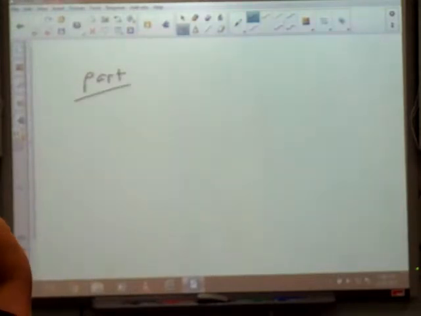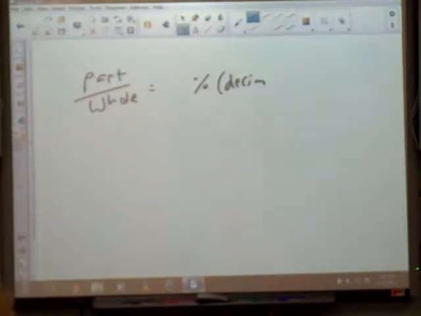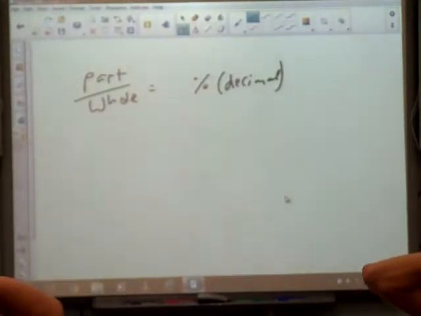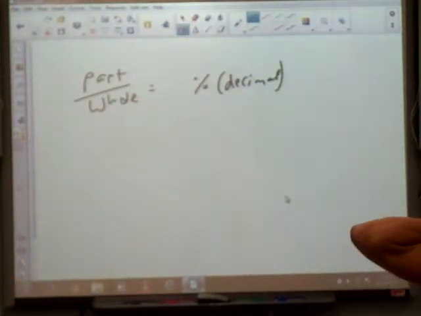Percentage problems. Going to use this little hint here. Part over whole is equal to the percent as a decimal. When we're dealing with finding percentages, you're going to have your partial amount divided by the whole amount, and that'll get you the percentage as a decimal. Think about it in terms of a quiz or a test. If we had a 5-question quiz and you got 3 right, your part was 3, the whole was 5, so you would do 3 divided by 5, and then that would give you the decimal. You'd move your decimal to get the percentage. So this is not new, part divided by whole. It's just another way of saying it. Everybody with me on that?